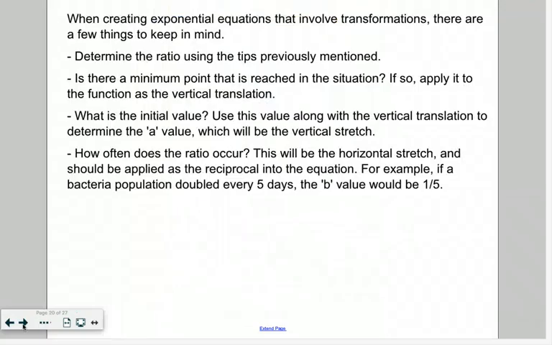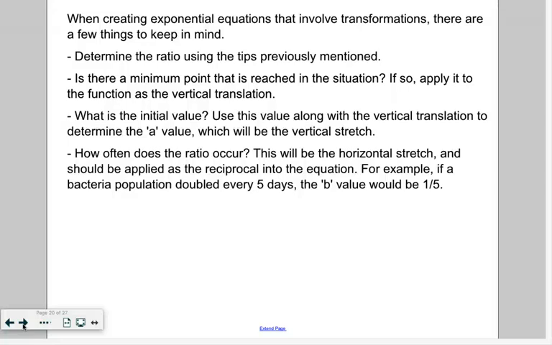Okay? So just a couple of tips as you are looking at problems similar to that. When you are creating exponential functions that involve those types of transformations, a couple of things to keep in mind. Figure out the ratio, using the tips we looked at in 7.1. Is it percentages, is it doubling, is it half-life, all that kind of stuff. That will help you get your base ratio. Look at the potential for an asymptote. Is there a minimum point that can be reached in this situation? If so, that applies as your asymptote in your vertical translation. Use that initial value or y-intercept to help you solve for the a value by inserting that value with an x value of 0.